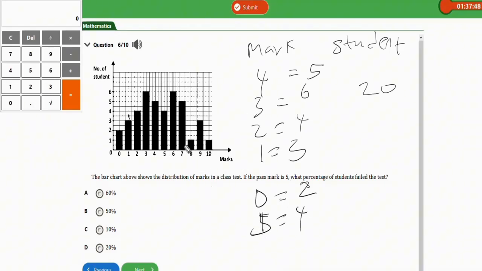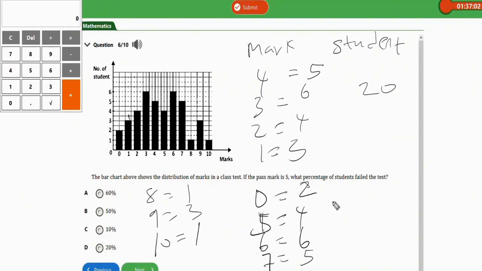Then we have people that scored 6 mark, we have the number to be 6. All right, then we have 7 mark, we have the number to be 5. Then we have 8 mark, we have the number to be 1. Then we have 9 mark, if you trace it from here, you're going to have 3. Okay, then we have the 10 mark, we have the number to be 1.